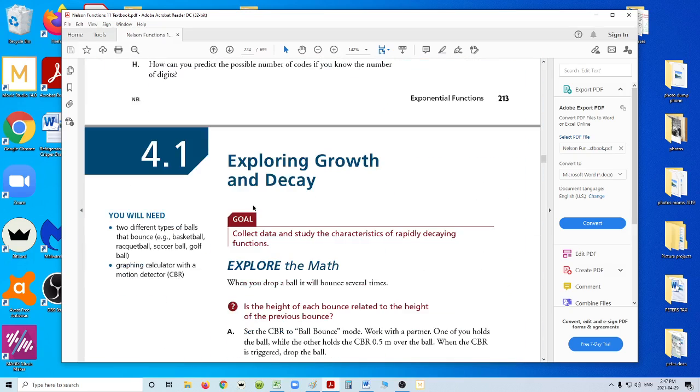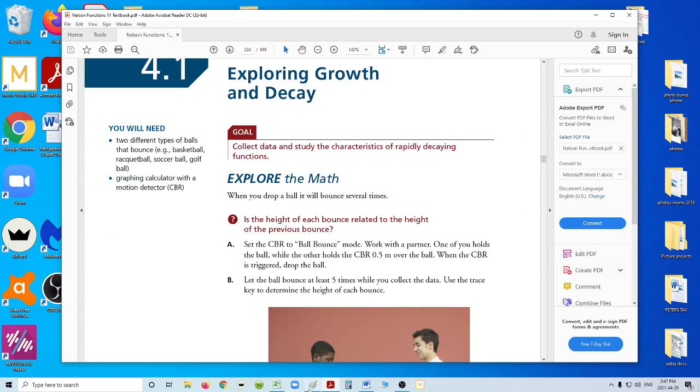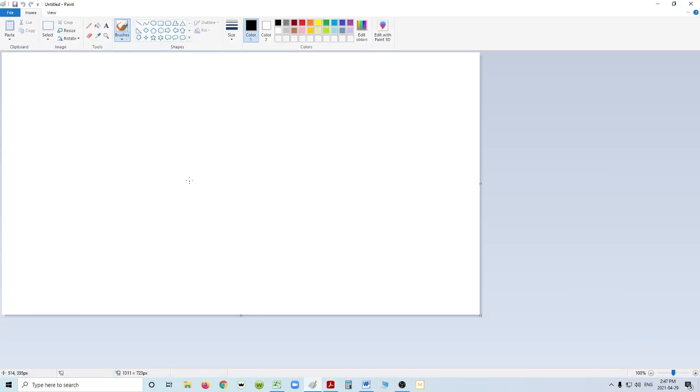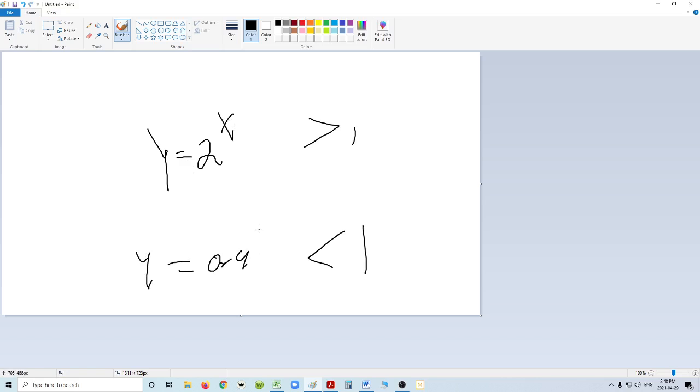And then 4.1 starts with exploring growth and decay curves. So growth curves are simply when the base is bigger than 1. So if I have y is equal to 1.1 to the x, that's bigger than 1. The standard one is 2 to the power of x. That's a growth curve. And decay curves are when the base, which is that number, is smaller than 1. So 0.9 to the x, which is smaller than 1, is a decay curve. And the standard one, the parent one that they want you to learn, is a half.